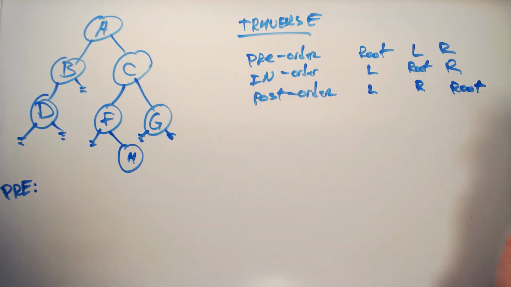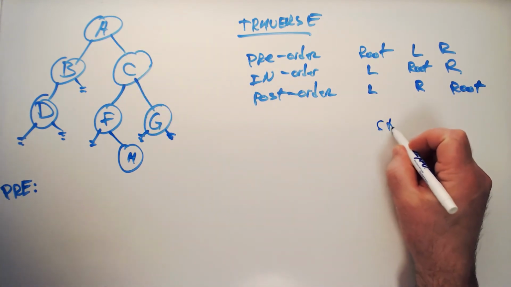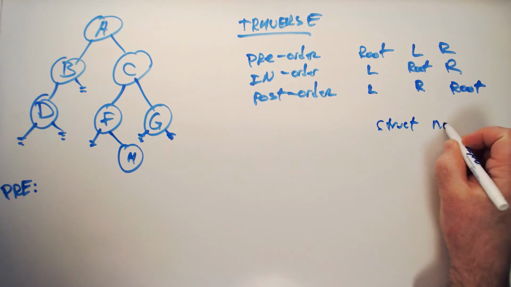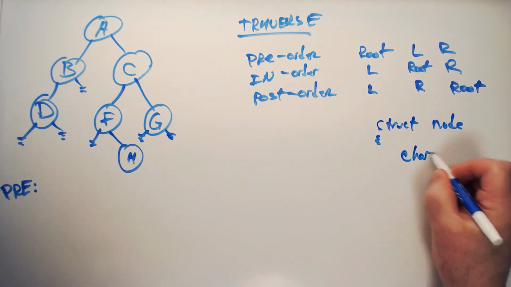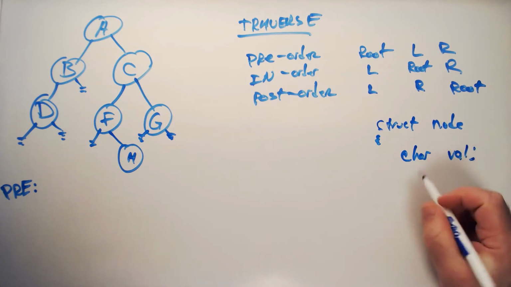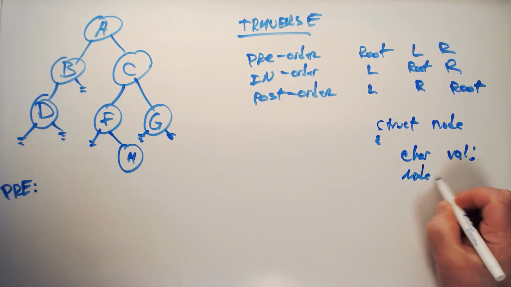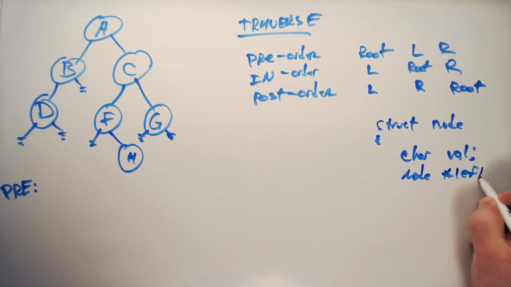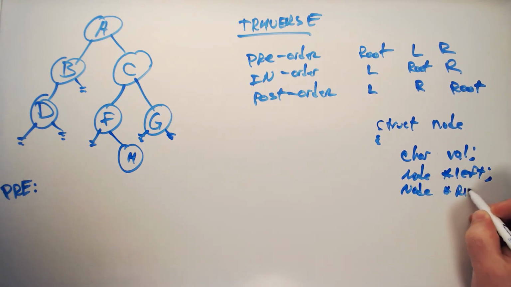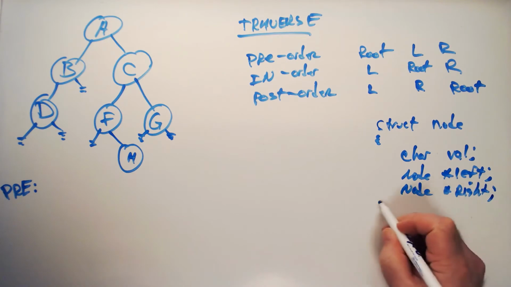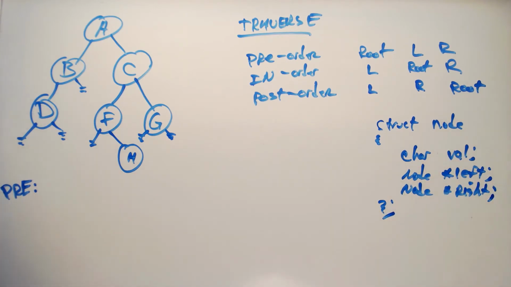Again, let's throw up this really quick. Struct node for this example would look like this: character, value. Okay, and then we'd say node star left, node star right. Pardon my upper and lower case, but you know what I mean there.